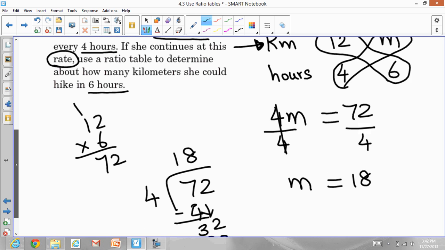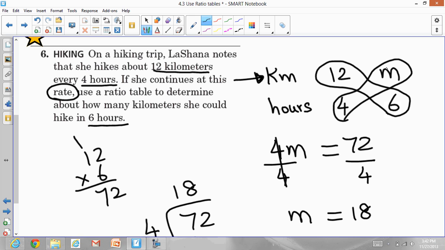Now go back. I need to have a unit. So 18. m is kilometers. So 18 kilometers is what Lashana will travel in 6 hours.